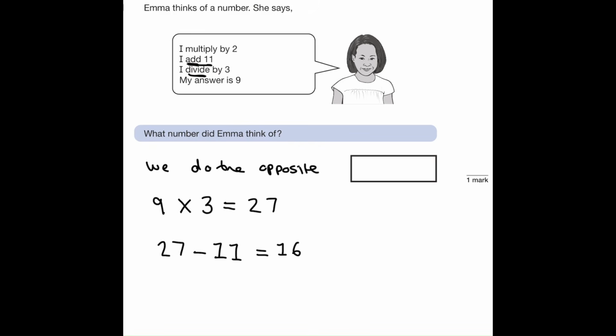She then multiplied by 2, and we need to divide by 2. So 16 divided by 2 is equal to 8. And therefore Emma's number must have been 8. You can start with the number and go the right way down her instructions to test this.